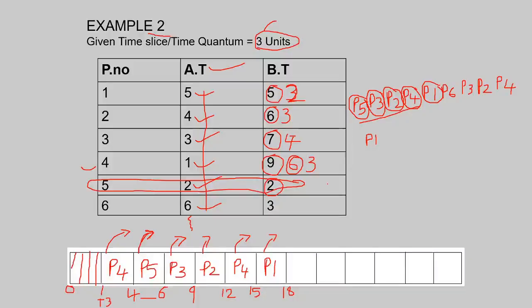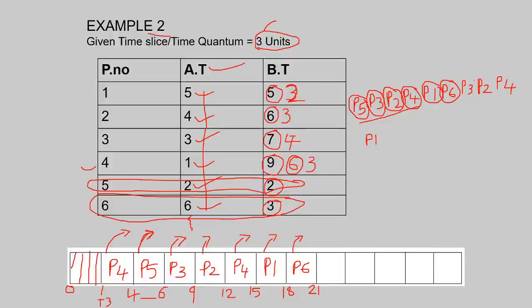Now next process which you are going to select is P6. So allocate the process P6 to the CPU. Now P6 is going to take 3 units here, only 3 units, so it is going to complete its full execution. So 18 plus 3, it is going to be 21. Now P6 has completed its full execution, so don't put P6 into the queue now, it has finished its full execution.